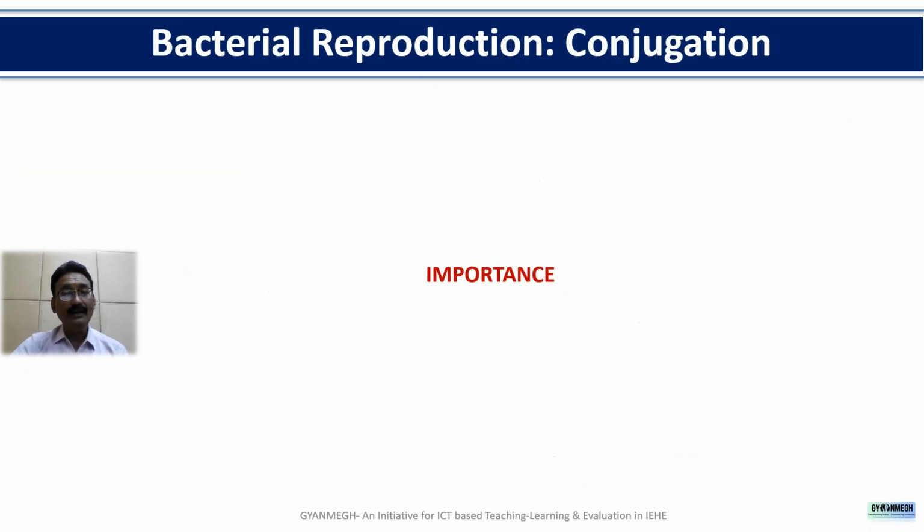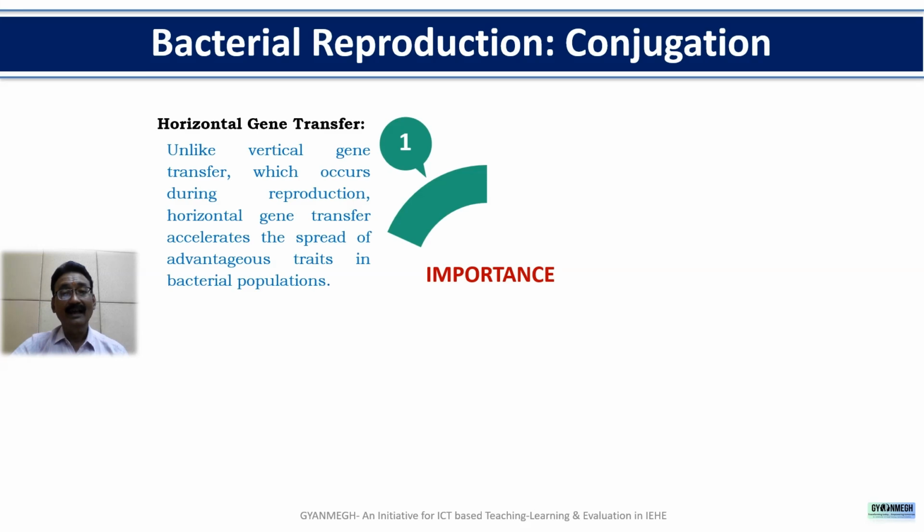Now, what is the importance of the conjugation mechanism of bacterial reproduction, where DNA is transferred from one bacterium to another bacterium? The first one is that conjugation allows horizontal gene transfer. In other reproduction mechanisms, we have seen vertical gene transfer from parents to offspring. Unlike vertical gene transfer, which occurs during reproduction, horizontal gene transfer accelerates the spread of advantageous traits within a bacterial population.